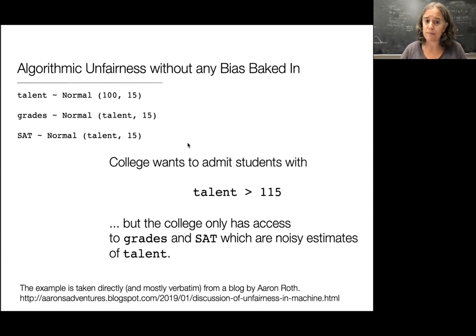And colleges want to admit students that have a talent above 115. The goal of this algorithm that we're going to talk about is to identify students that have a talent which is above 115, but the college only has access to grades and SAT. And you see that grades and SAT are centered at the true value of the individual, but there's a lot of noise. There's quite a bit of variability associated with each individual's grades and SATs.